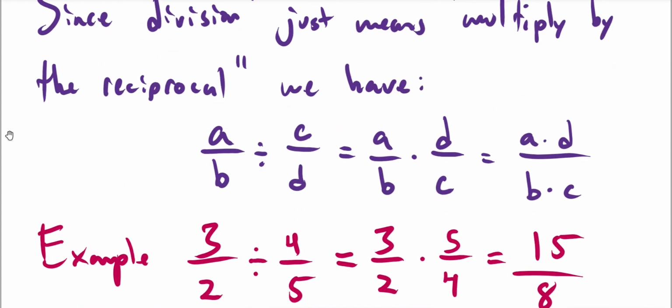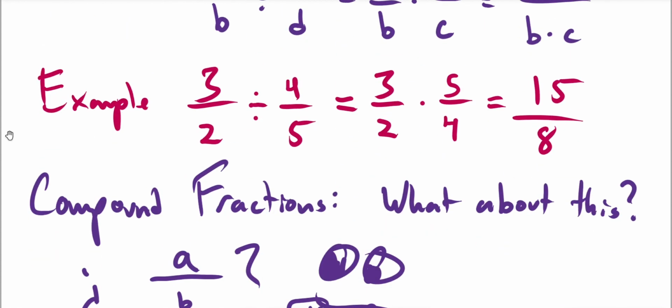Here's an example worked out of that. So here's 3 halves divided by 4/5. That's 3 halves times 5/4. Top to top, bottom to bottom, that's just 15 over 8.